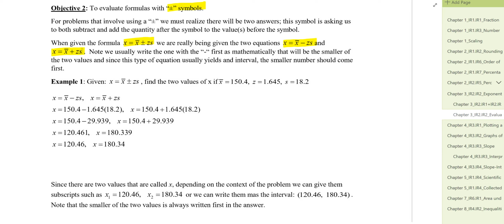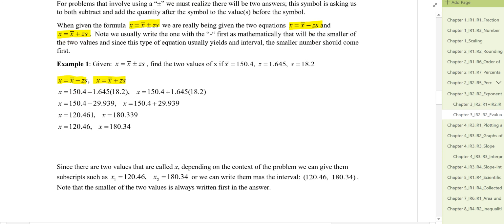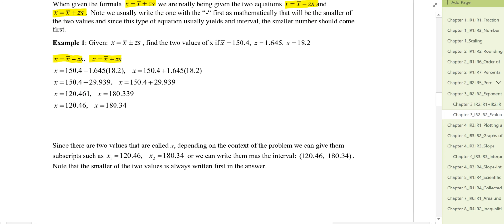So a good example here. Again, the first step is I rewrite the plus and minus in two expressions. And then once I rewrite it in two expressions, I evaluate each one separately. So at the end, you're going to have two answers. And oftentimes, the two answers, we write in interval notation, right? As an interval, where the smaller number is on the left, the bigger number on the right. And this is interval notation here.